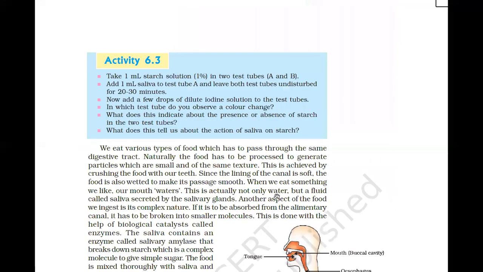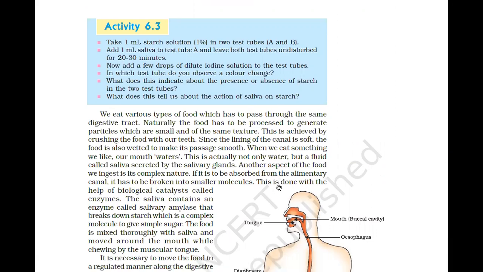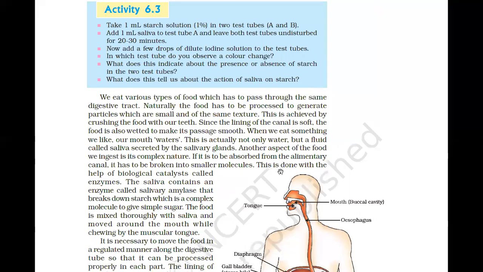Activity 6.3. Take 1 ml starch solution in 2 test tubes A and B. Add 1 ml saliva to test tube A and leave both test tubes undisturbed for 20 to 30 minutes. Now add a few drops of dilute iodine solution to the test tubes. In which test tube do you observe a color change? What does this indicate about the presence or absence of starch in the 2 test tubes?